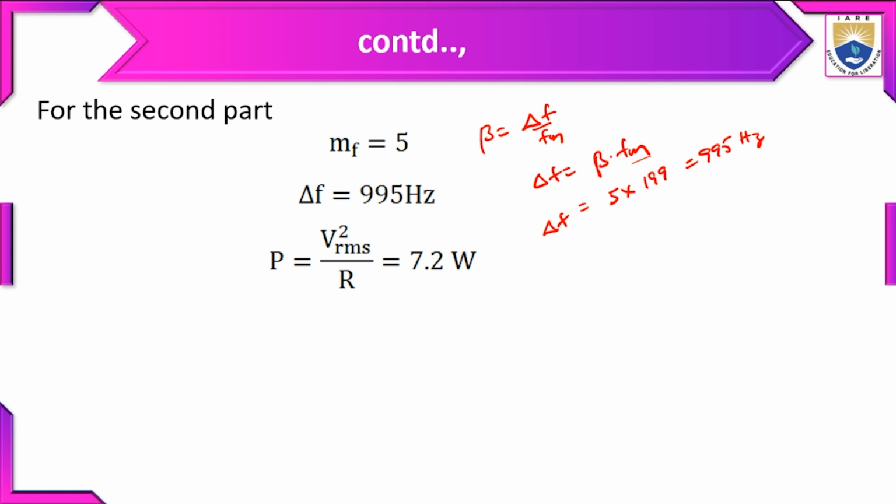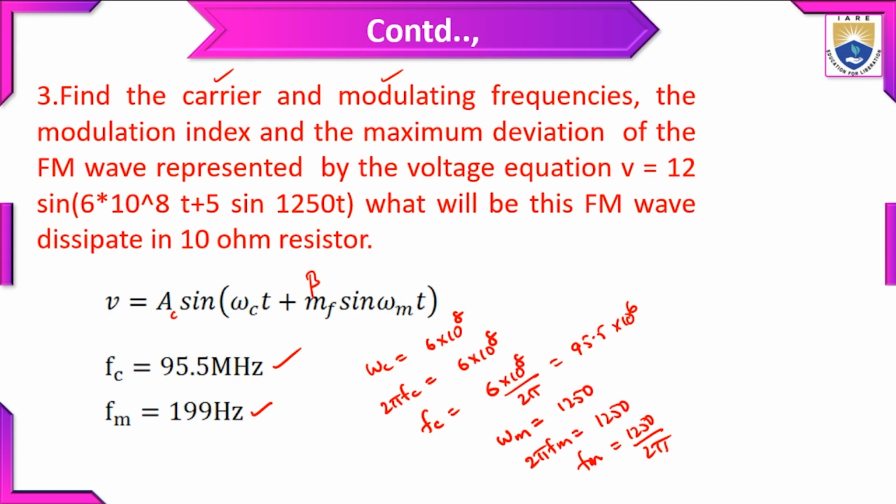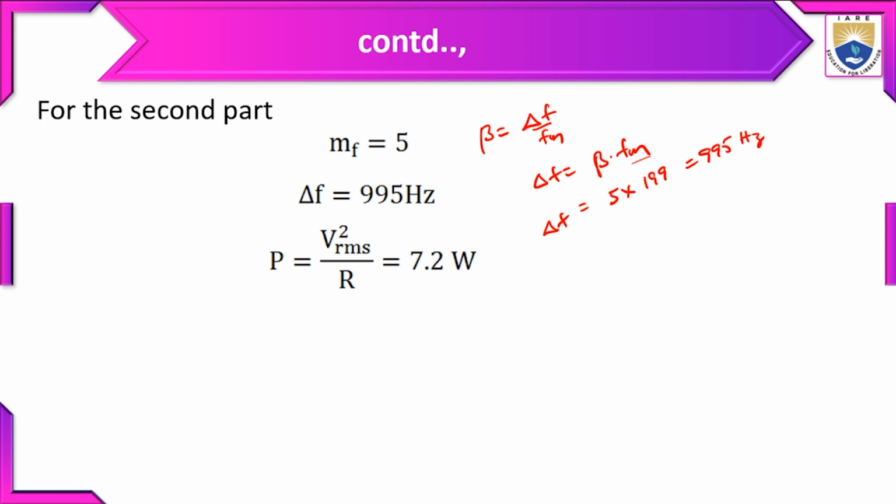Okay, and in this problem, the last part, they have given how many ohms it is going to radiate, a 10 ohm resistor. So we are going to calculate the power dissipating through a 10 ohm resistor. So the power here is represented as V square RMS divided by R. But they have given VM, the maximum voltage, as 12 volts. So VRMS is equal to VM by root 2. So the given VM is 12 volts divided by root 2, we got 8.5. So here you are going to substitute this 8.5 whole square divided by the 10 ohm resistor.